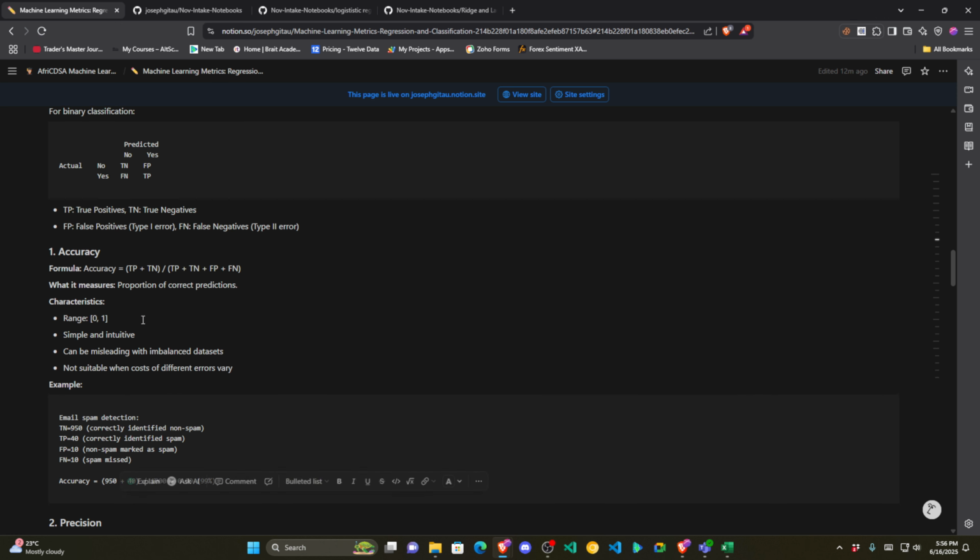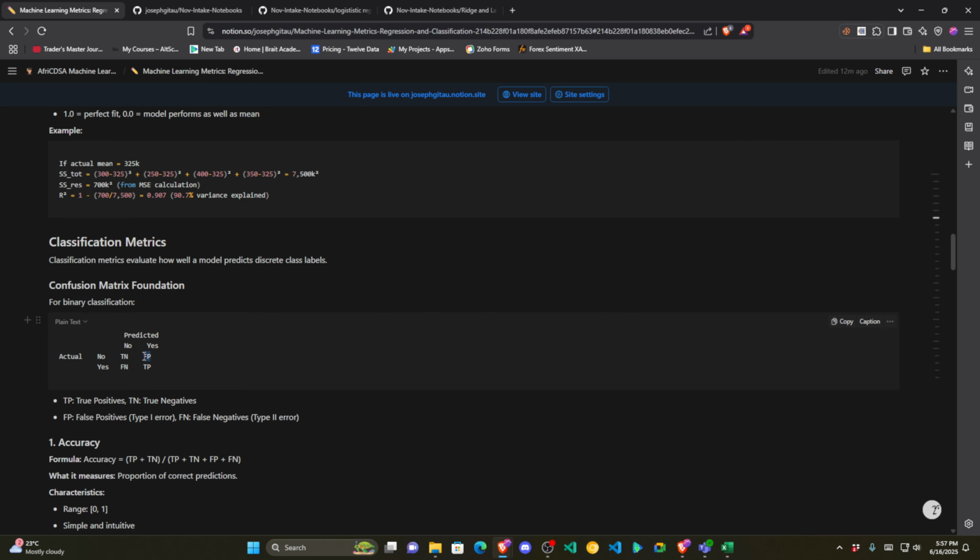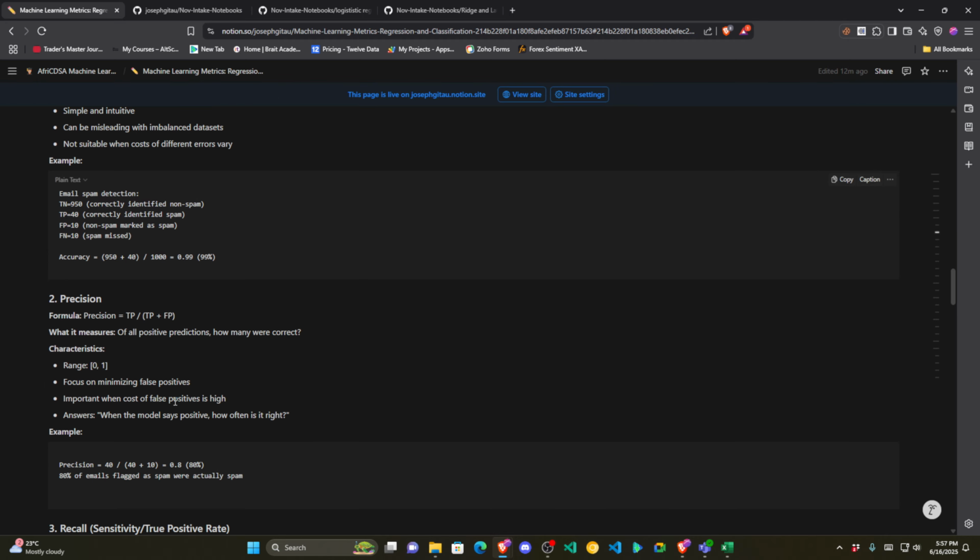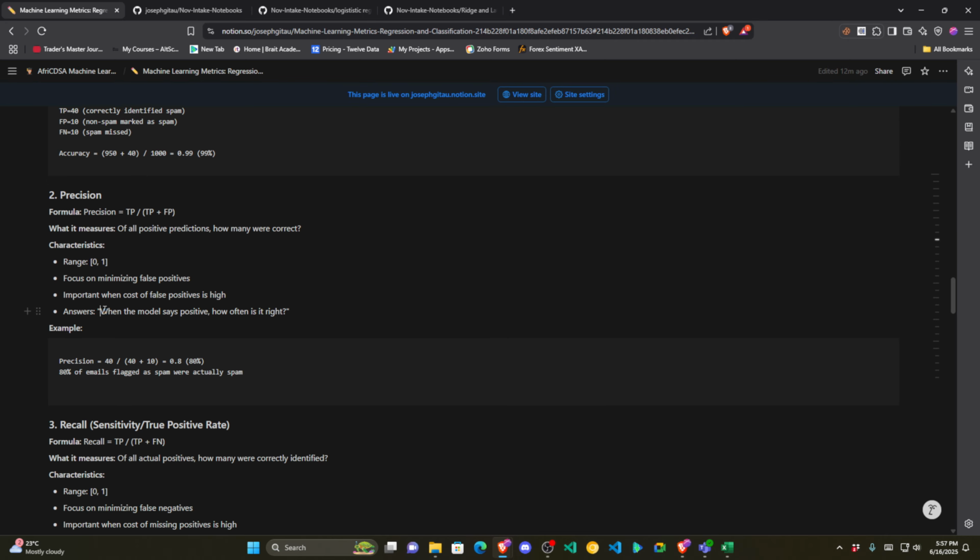So what do we mean by false positives here? If we are predicting whether someone qualifies for a loan or not, we are trying to eliminate individuals being given loans when they are not supposed to be given. That's what the precision score does. When the model says positive, how often is it right? That's what we are trying to check.